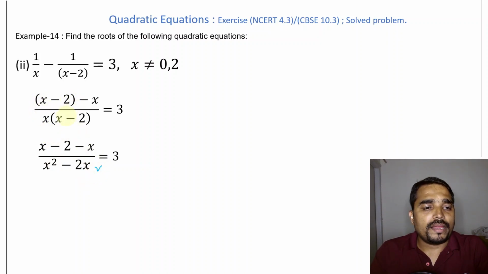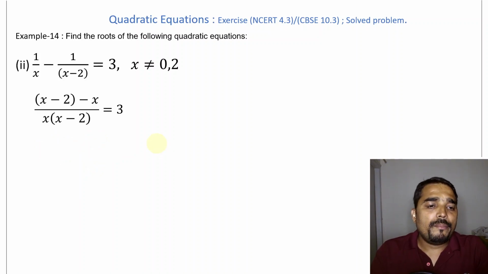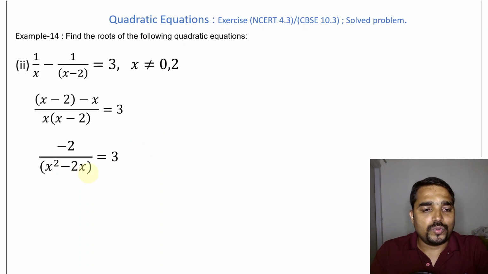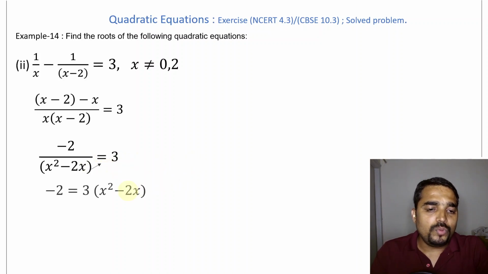Now open this bracket in the numerator, that is x minus 2 minus x. Therefore plus x and minus x would get cancelled in the numerator. We would be left with minus 2 by x square minus 2x is equal to 3. In order to simplify further, now let's transpose the denominator to the RHS. Because it is getting divided by here, upon transpose, it would get multiplied to 3, the way we see here. That is minus 2 is equal to 3 into x square minus 2x.